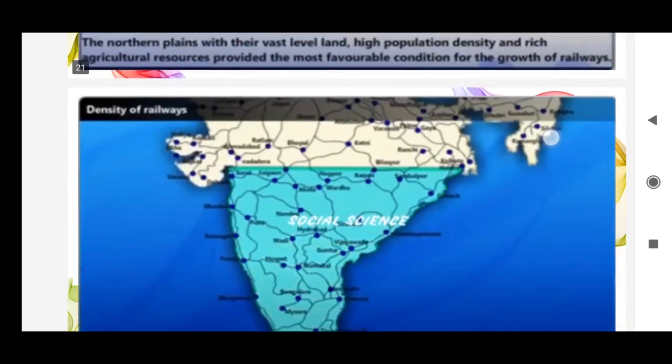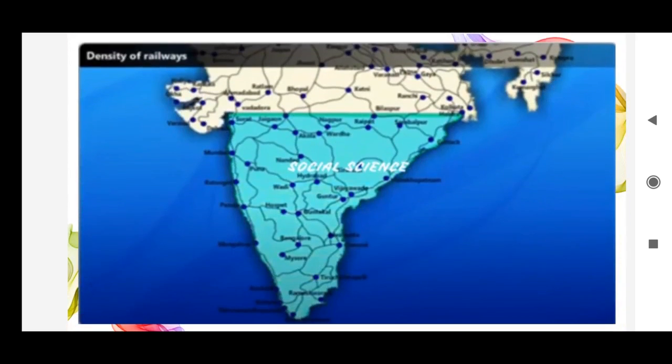In the hilly areas, the hilly terrains of the peninsular region, railway tracks are laid through low hills. For example, if you go to Araku Valley, the railway track was laid on low hills. Through gaps or tunnels also, sometimes they can lay the railway track.